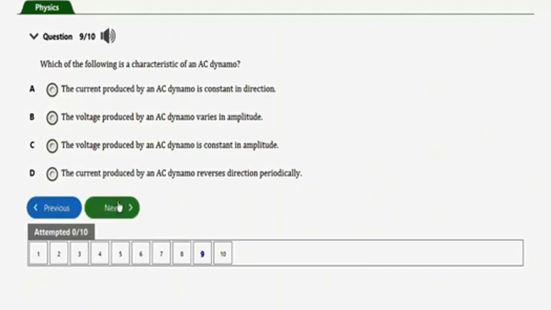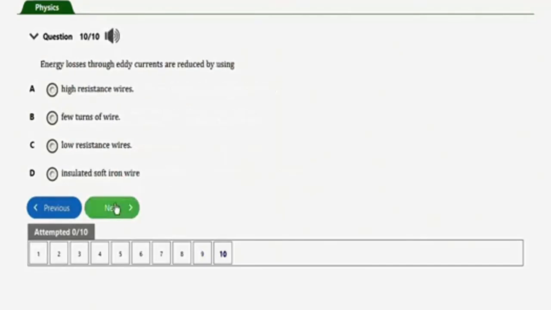The last repeated question before I end this video is this one. It says energy losses through AC current are reduced by using high resistance wires, few turns of wires, low resistance wires, insulated soft iron wire. So the right option for this question is option D, which is insulated soft iron wire.